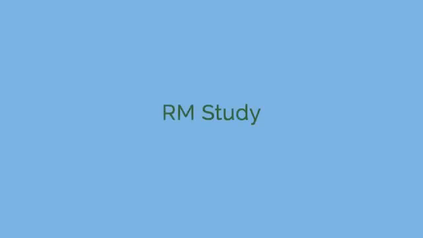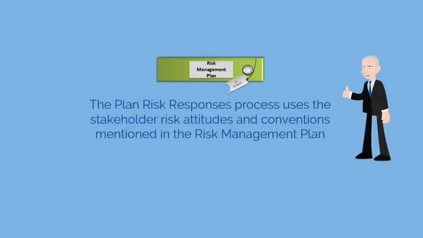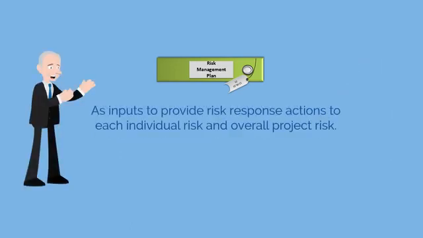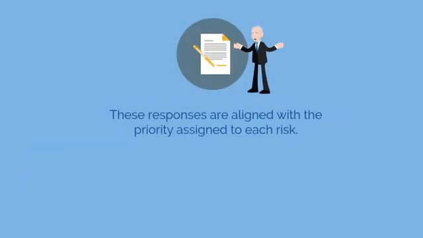Today, we'll start a new process called Plan Risk Responses. The Plan Risk Responses process uses the stakeholder risk attitudes and conventions mentioned in the risk management plan as inputs to provide risk response actions to each individual risk and overall project risk. These responses are aligned with the priority assigned to each risk.